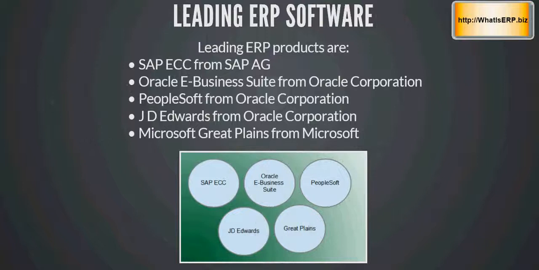Here are some leading ERP software in the market. We have SAP, always been the market leader, with the largest market share. Then we have Oracle E-Business Suite, PeopleSoft, JD Edwards, and we have Microsoft Great Plains. All these three, Oracle E-Business Suite, PeopleSoft, and JD Edwards, are from Oracle Corporation. They have purchased companies along the way. So now they have all these three leading ERP software in their product portfolio, and they have created Oracle Fusion ERP by combining the best parts of all these 3 ERP systems, which is also in the market.